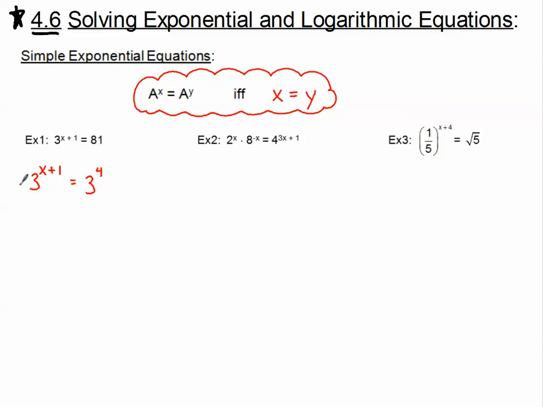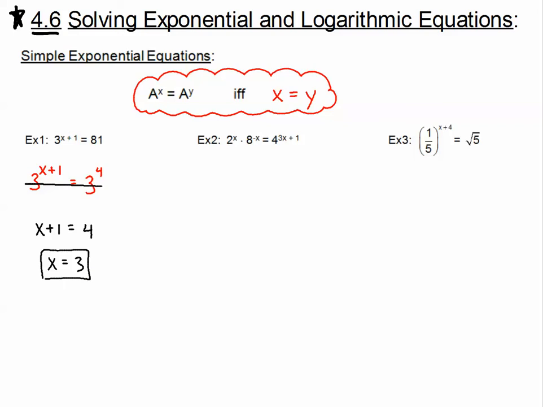And therefore, according to the property, I don't really need the bases. I can just equate the exponents. So these 3's, as long as they're the same, basically become irrelevant, and I have that x plus 1 has to equal 4, which of course means that x equals 3. That's a very simple way of solving this exponential equation.